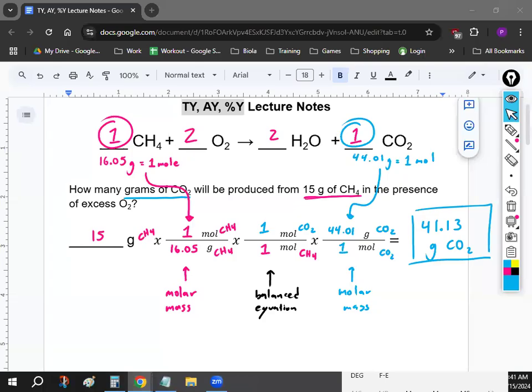All right, so let's talk about the first of the 3 things that we're going to learn today, the TY. Now, TY stands for something called theoretical yield, okay? So write that down on your notes, theoretical yield. I always abbreviate it as TY, so you guys can do that as well. Okay, but TY stands for something called theoretical yield.